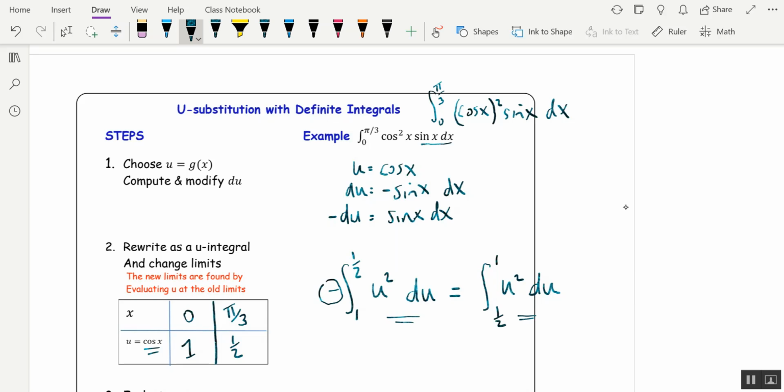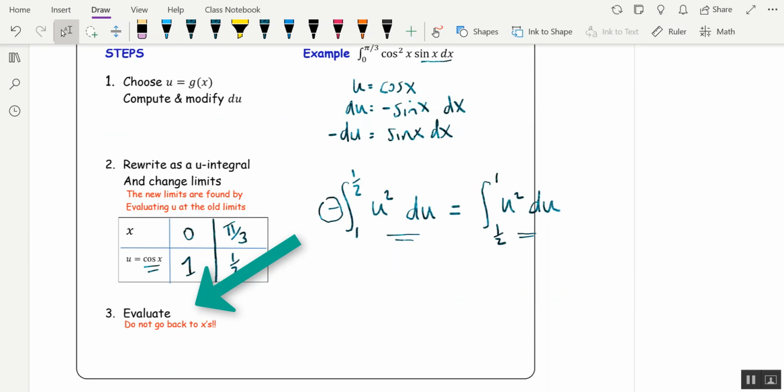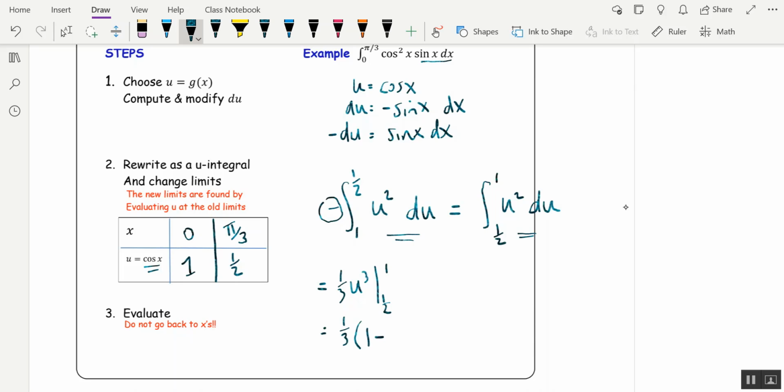But I'm going to evaluate this integral, and that's the third step. So this is equal to 1/3 u cubed between 1/2 and 1. I'm not going to go back to x's. I'm never going to see a cosine or a sine again. This is the beauty of changing the limits. And so that's 1/3, 1 cubed, minus 1/2 cubed, which is an 8. And so that would be 1/3 times 7 over 8, which is 7 over 24.